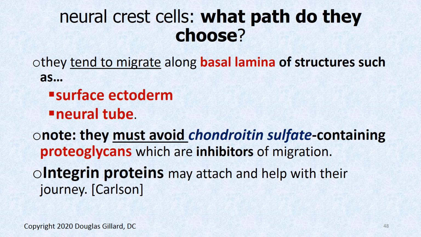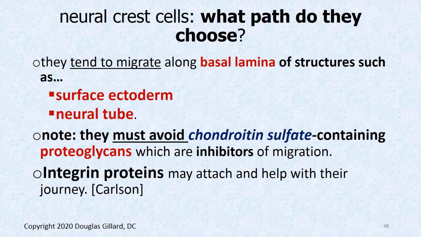So they tend to migrate along the surface ectoderm, specifically surface ectoderm has now formed a connective tissue layer underneath it, a basal lamina. So they like to migrate through that basal lamina. And the neurotube also, those cells have created a basal lamina. So you could say they like to migrate along the basal lamina of the surface ectoderm and neurotube. The board question could say, where do they like to migrate? Maybe they'll just say through the surface ectoderm. They migrate along the neurotube or along the surface ectoderm. Maybe they'll leave basal lamina out.